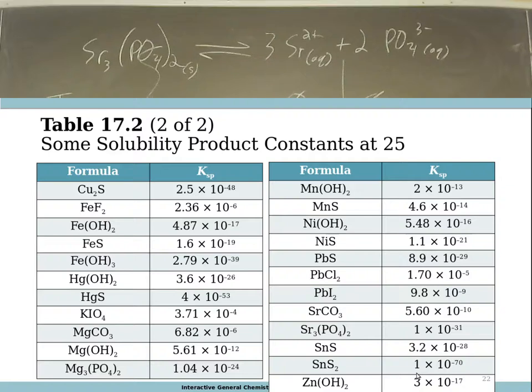What are we looking for? Strontium phosphate. It's right here, about 2/3 down the right-hand column. And this is one of those that we don't have a great measurement for, but we know that the KSP is about 1 times 10 to the negative 31st. So 1 times 10 to the negative 31st. Sorry, you can't see that. Let me get this out of the way.